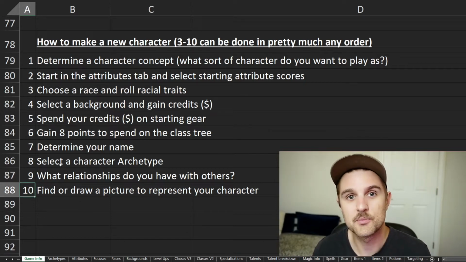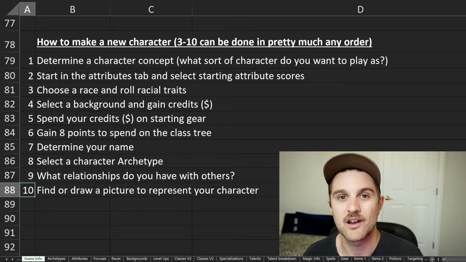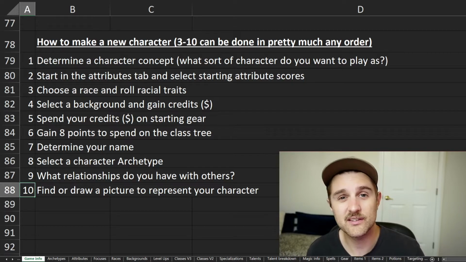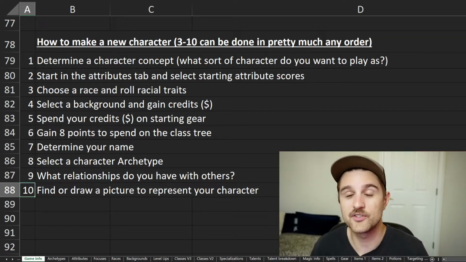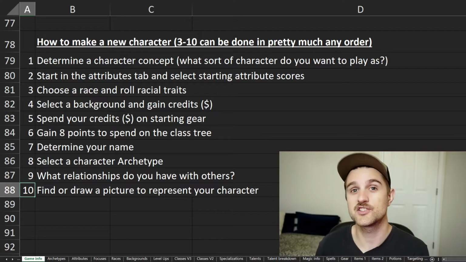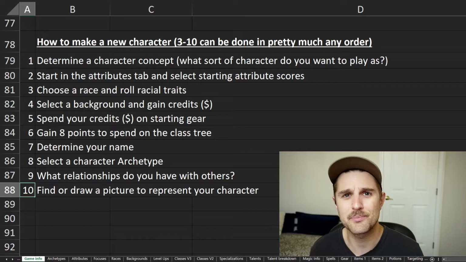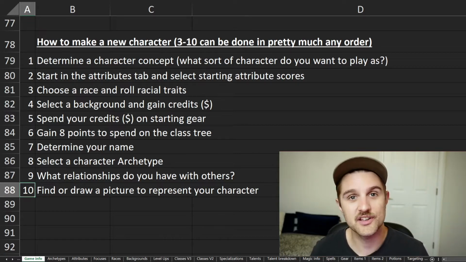And then finally, number 10, to find or draw a picture to represent your character. This one is, I think, relatively easy, and you're like, oh, why do I need that? Well, there could be a lot of reasons. Number one, it just helps you visualize. Number two, you can show that to your GM. You can show that to the other players, and they're like, oh, that's what you look like. I understand. I know you now. It's hard to know somebody when you don't know what they look like.